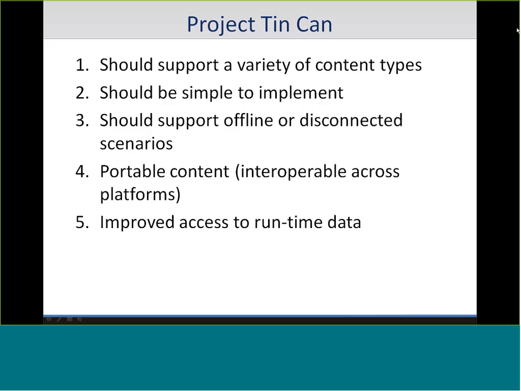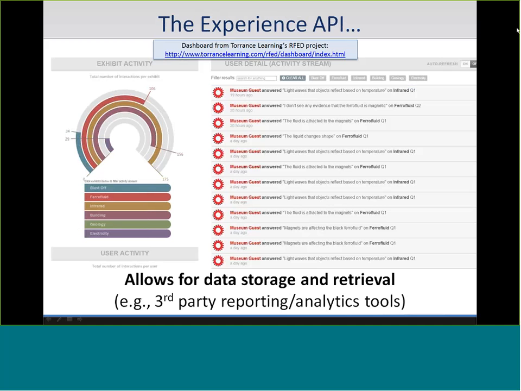Number 4, portable content. So that would be interoperable across platforms. So that would be similar to what we had, our demand that was made of SCORM. And improved access to runtime data. So we wanted to kind of update what we had started with SCORM. So the Experience API allows for data storage and retrieval, for example, via third-party reporting and analytics tools. So what you're looking at right here is data visualization associated with some activities, and this is all enabled via the Experience API.